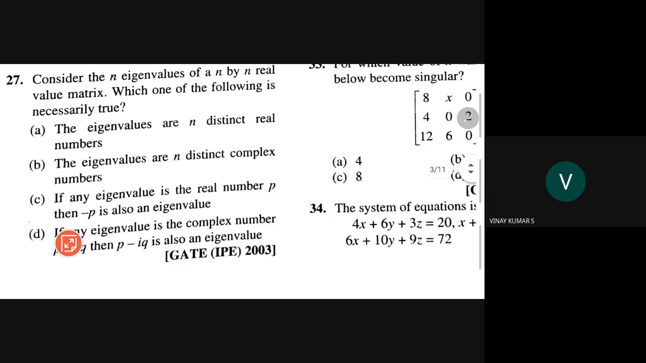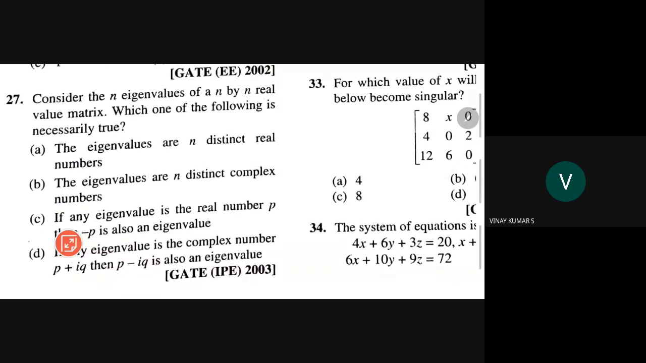Okay, the answer is D here, because of the characteristic equation. If you look at the determinant of A minus lambda I equal to 0, if one root is a complex number, its conjugate will also become a root of that equation. So the correct answer is D for this one.